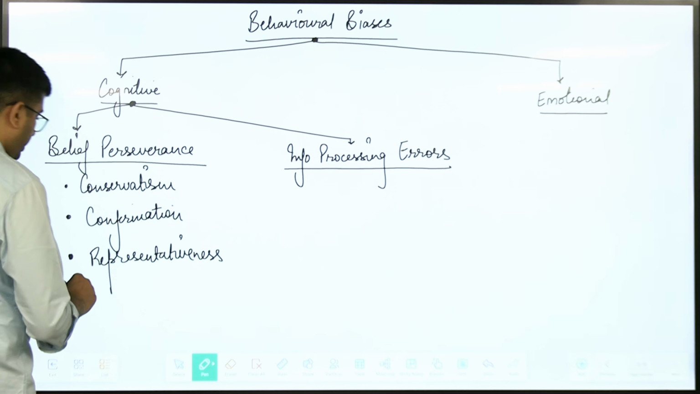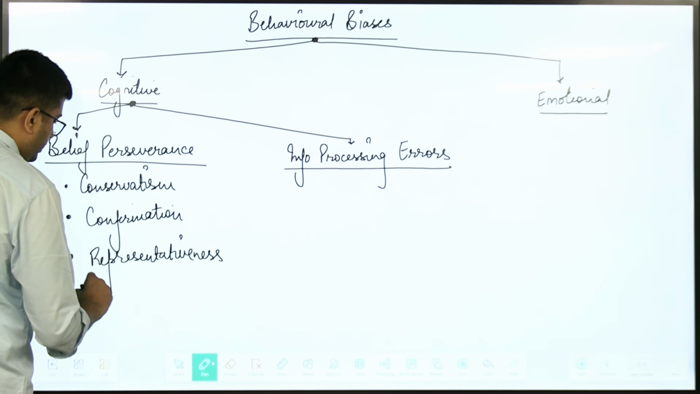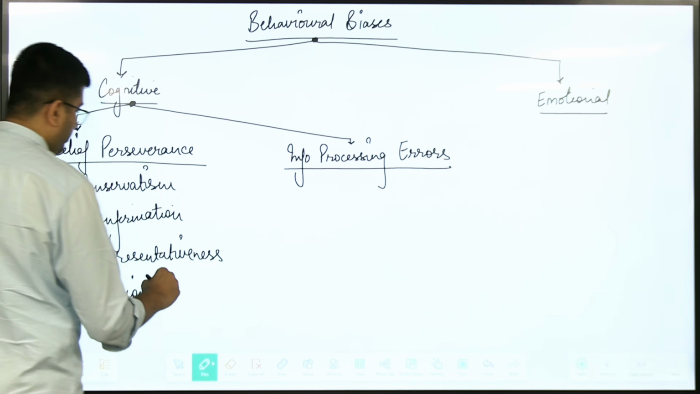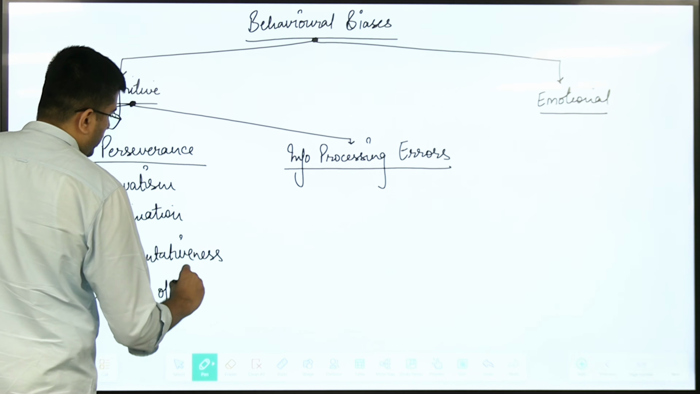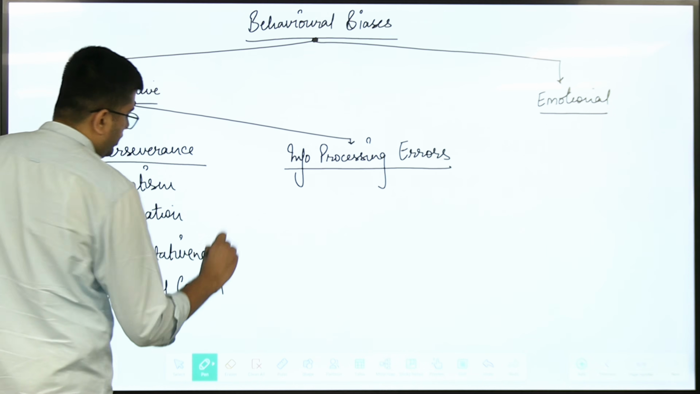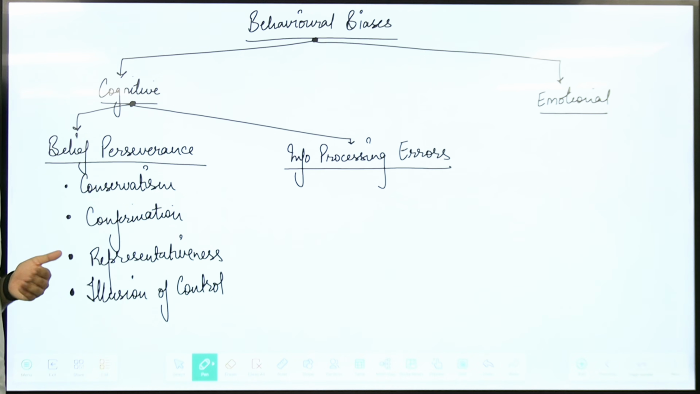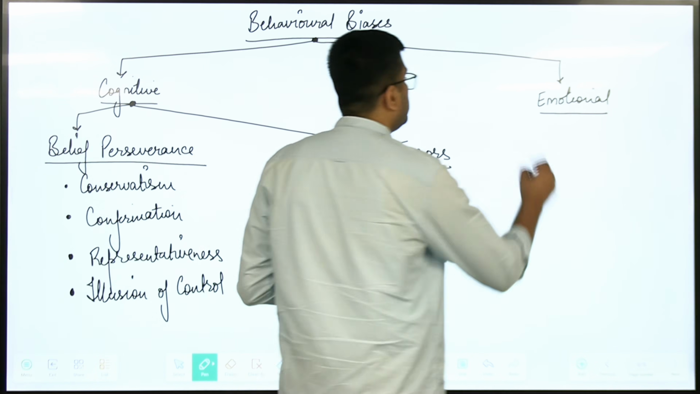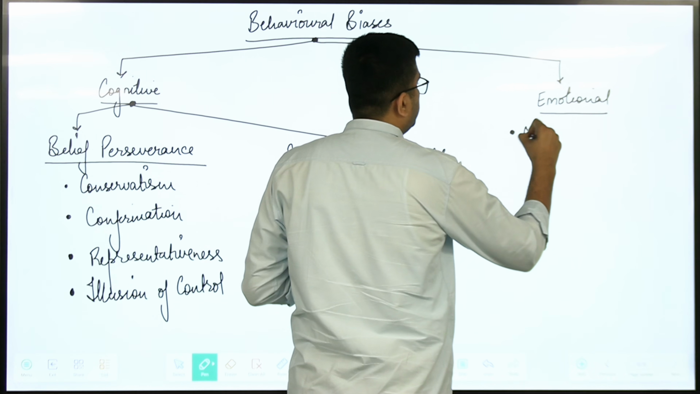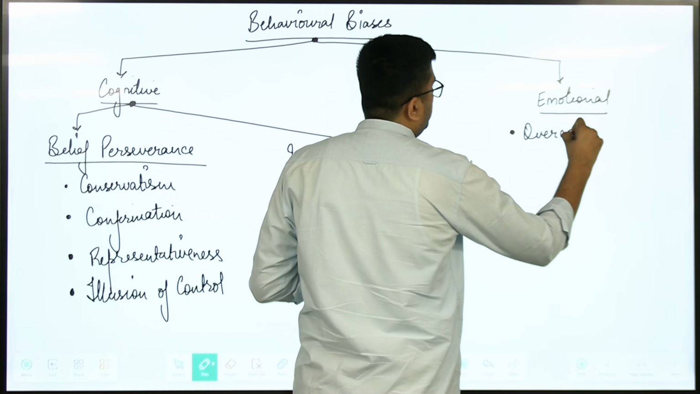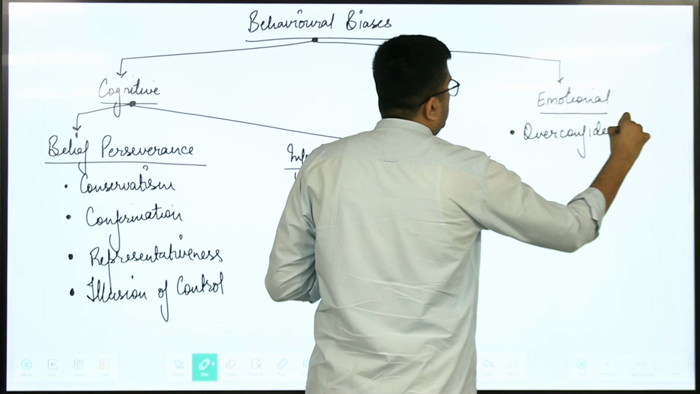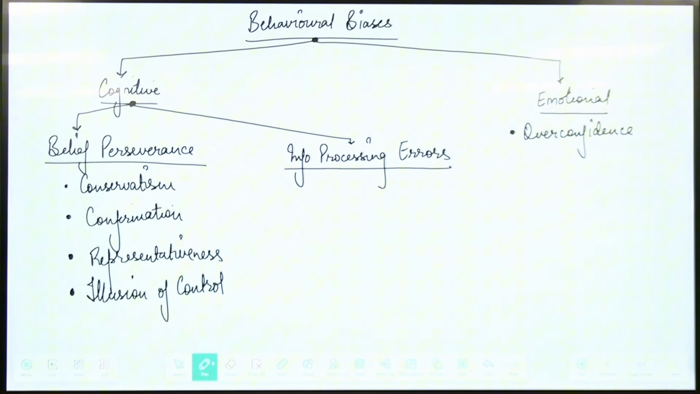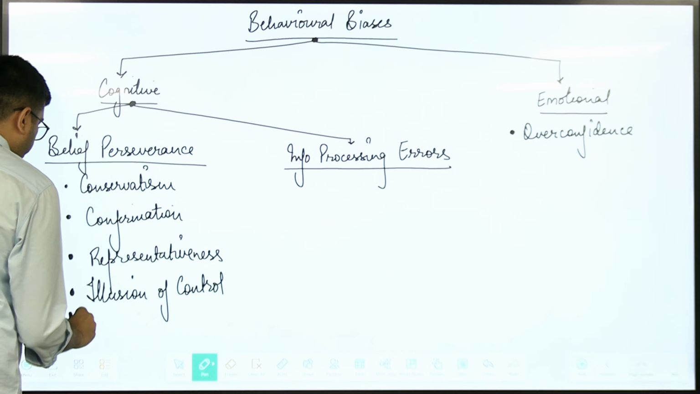Then we have illusion of control. This is where the investor has the illusion that they are somehow in control of all the returns and all the benefits which are being generated in the market. This thing on the emotional side is called overconfidence bias. So what we call overconfidence from an emotional perspective, the same thing is called illusion of control from a cognitive point of view. And then we have hindsight.